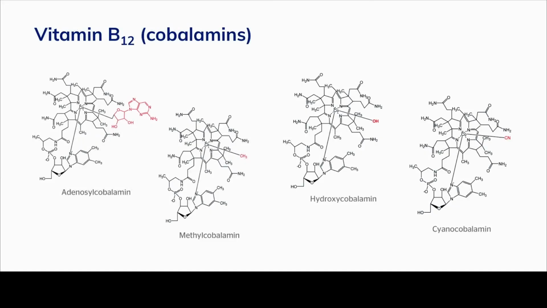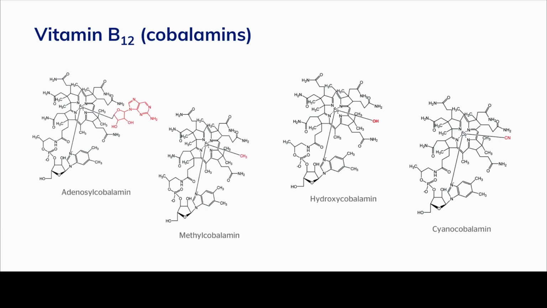Vitamin B12 is a water-soluble micronutrient that exists in several different forms, collectively called cobalamins. These compounds contain a cobalt atom at the center of a very interesting and complex ring system that can accommodate a variety of different ligands, which are shown in red. And it's these ligands or side chains that determine what form the vitamin B12 is in.